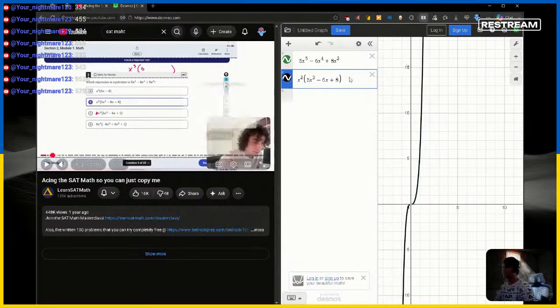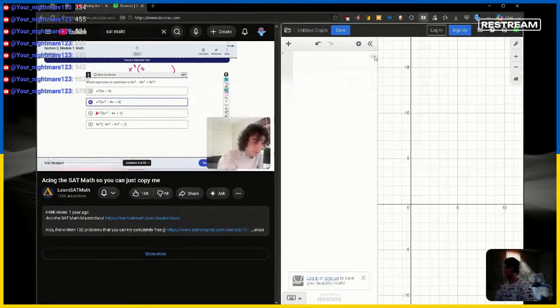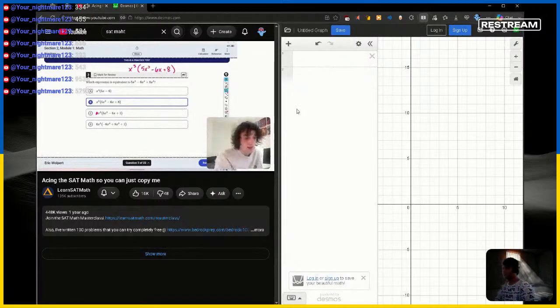Yeah, they would look the same, and it would technically take me the same amount of time. 5x squared minus 6x plus 8, and that would be the greatest common cubed, so chances are we're factoring out an x cubed, and that alone should be enough to be able to pick your answer.